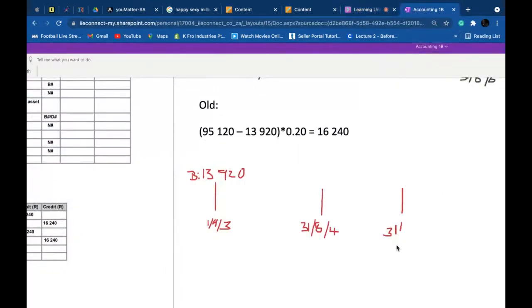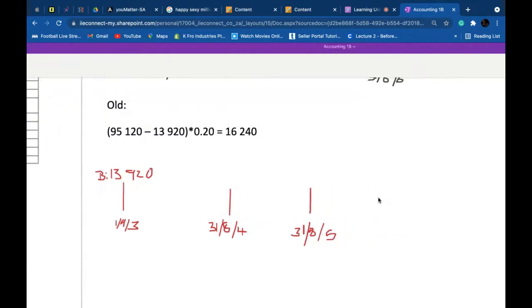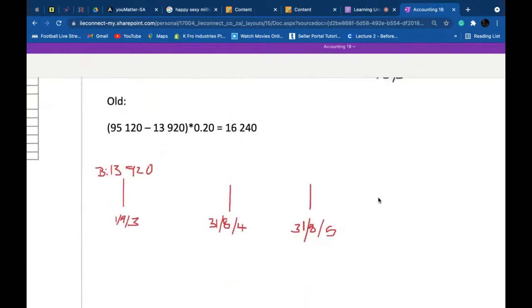31, 8, and this is 5. And then finally, we sold this asset. When did we sell this asset? 28 February 06. Okay, cool.